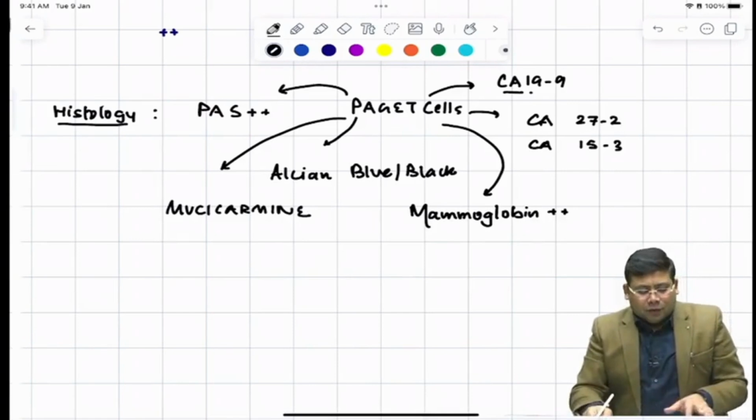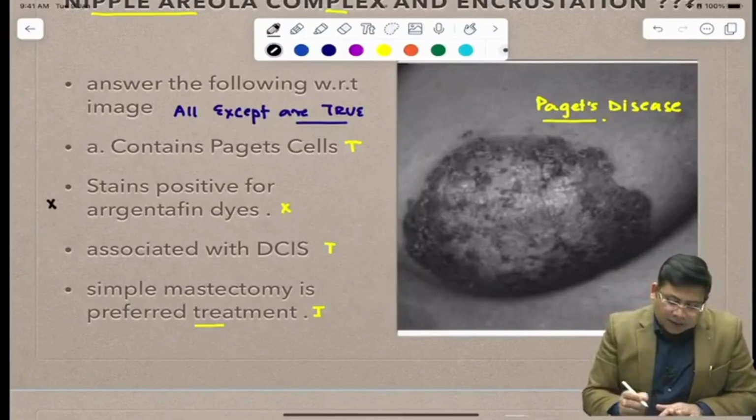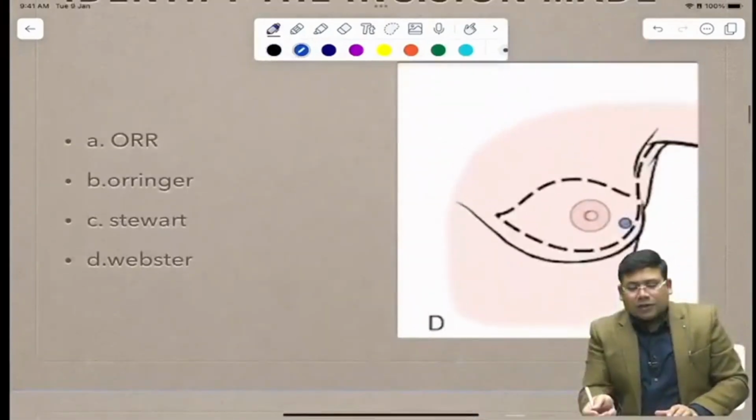Now what is the management? We already know that it is breast conservation surgery or simple mastectomy. So this is absolutely wrong. Let us go to the next question.